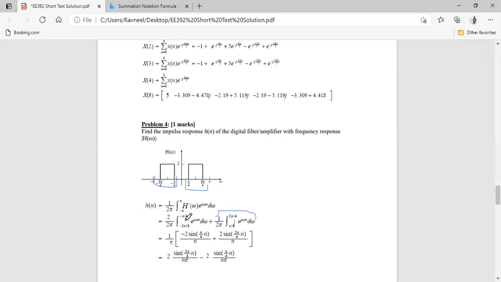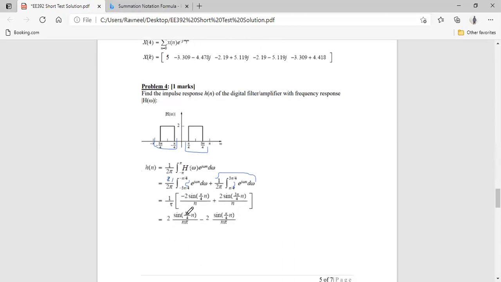The constant 2 should have been here rather than here, right? But they have just simplified in this particular solution. They have just factored 2 outside these particular terms. So that's how they get 2 outside, right? And simplifying using our trigonometric properties, we just end up with 2 sine 3 pi upon 4 n, divided by n pi.